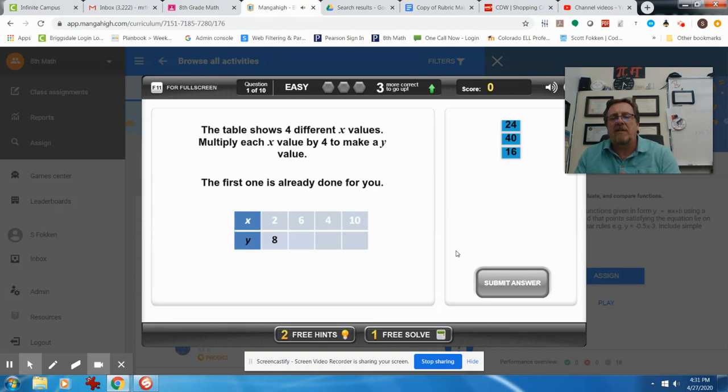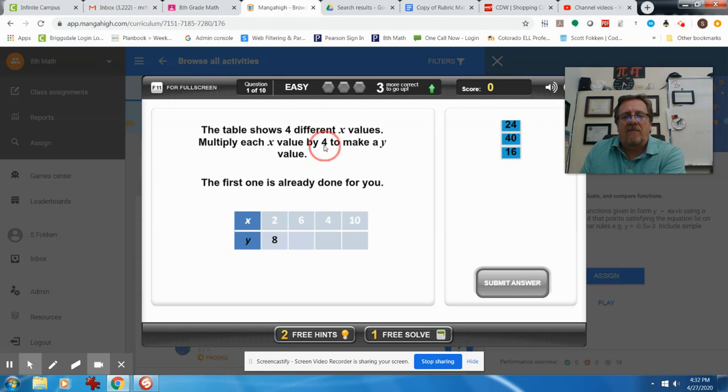The first thing they're going to ask us to do is fill in some table values. So how do you get from 2 to 8? Well, it shows 4 different x values. Multiply each x value by 4. If you take 2 times 4, you're going to get 8. And that's what to fill in there. So we're going to multiply by 4.